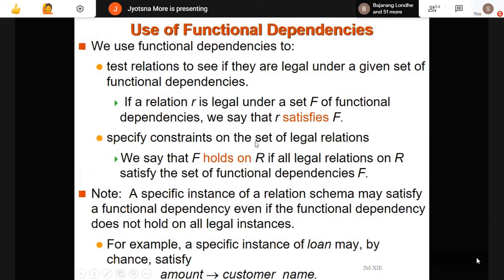Second, to specify constraints on the set of legal relations. Once the relation is legal, you can specify some rules or constraints on the relation with the help of functional dependency. That is another use of functional dependency. A specific instance of a relational schema may satisfy this. I already told you this is not possible with the help of a super key or key attribute, but it can be possible with the help of functional dependency. It is not 100%, but functional dependency can make it possible. So that is about the use of functional dependency.